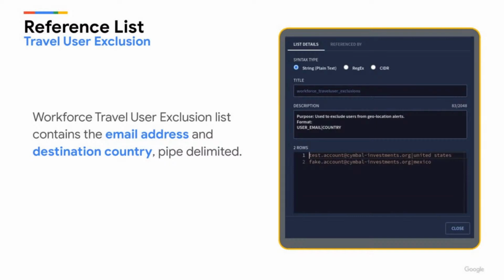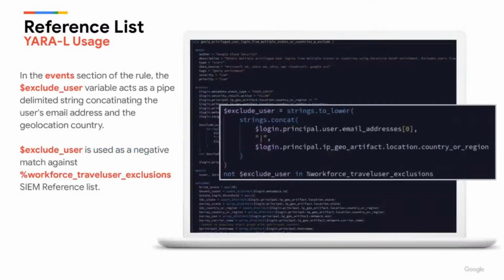For addressing our frequent traveler challenge, we'll create a string type reference list named Workforce Travel User Exclusions. This list will catalog the email addresses of traveling users alongside their destination countries. Since SIEM reference lists support 2-column entries, we'll use a pipe character to neatly separate the two values. Think of this as a simple yet effective way of saying, this user is on official travel to this country. No alarms, please.